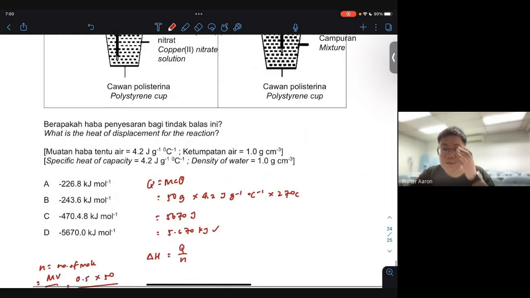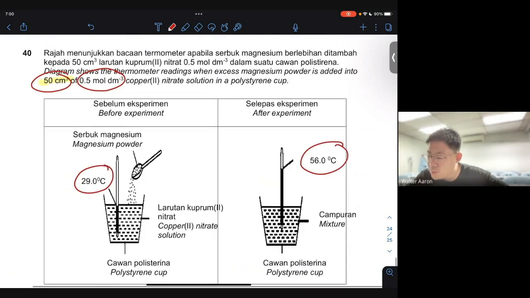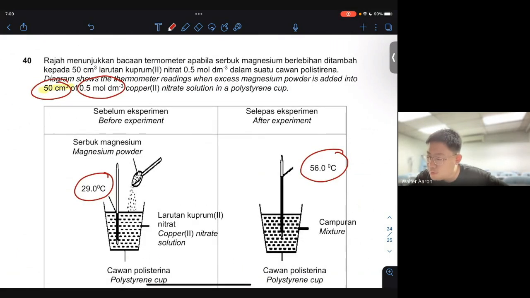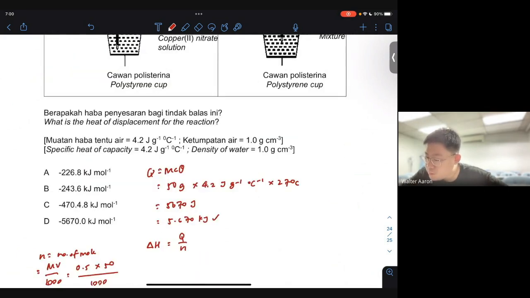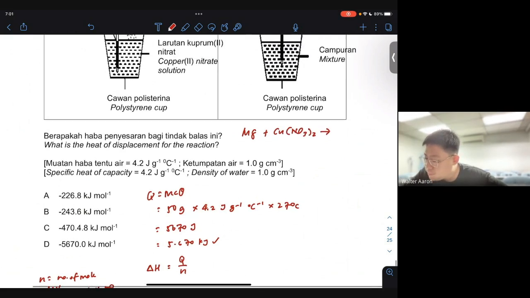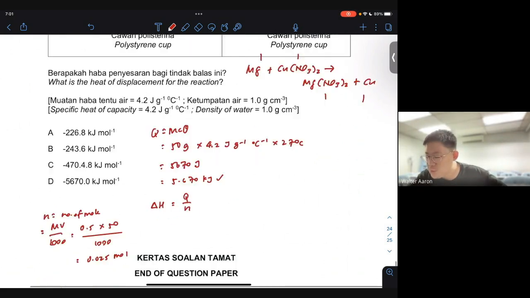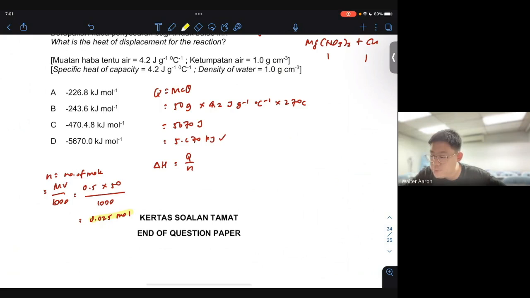According to this equation here, I just want to make sure that it's a 1-to-1 ratio. We're going to rewrite the chemical equation over here. So we have magnesium and copper 2 nitrate: Mg plus Cu(NO3)2, you will get Mg(NO3)2 plus Cu. So it's a 1-1-1-1, or 1-to-1 ratio. So we can directly use this value over here as our number of moles.